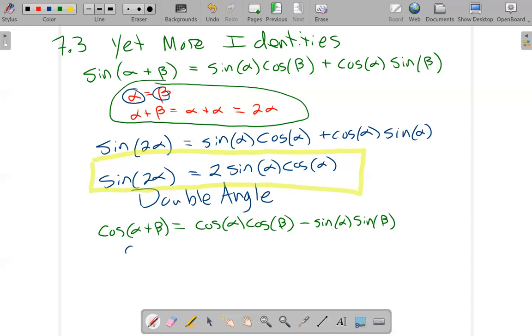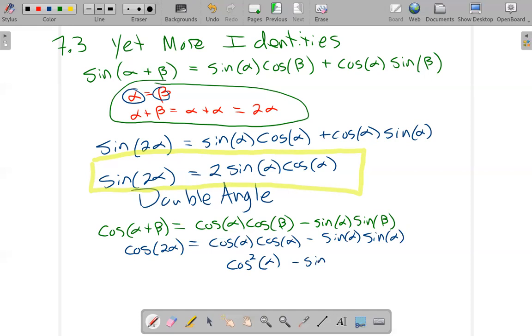So over on this side, we're going to get the cosine of alpha plus alpha, which is 2 alpha, equals cosine alpha cosine alpha minus sine alpha sine alpha. And on this side, we should notice that, well, cosine times cosine is cosine squared if the angles are the same. So that's cosine squared of alpha minus sine squared of alpha. And my hope is you're looking at that and saying, wait, that reminds me of another identity. All right, so double angle formulas. This is the cosine double angle formula.